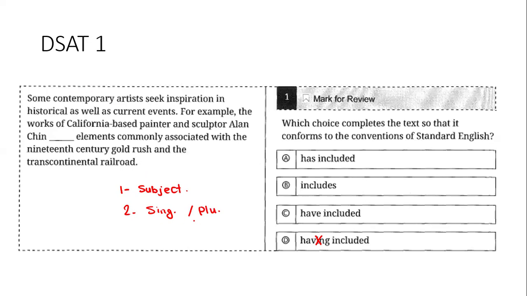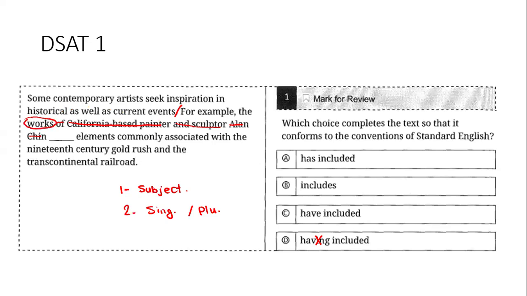What's important in subject-verb agreement is the part before the blank only, because the performance test is about the time. So we don't always read everything before: some contemporary artists seek inspiration in historical as well as current events. What's important from here? For example, the works of California-based painter and sculptor Alan Chain Lane. So what is the subject here? Pay attention to the preposition of, and what comes after is a prepositional phrase: California-based painter and sculptor Alan Chain Lane. So the base word, which is the subject here, is the word works.